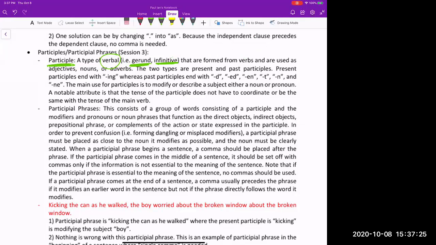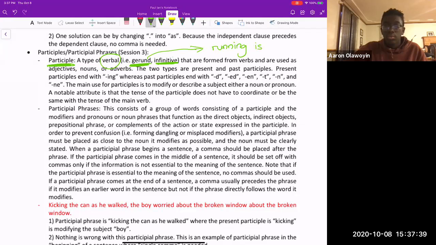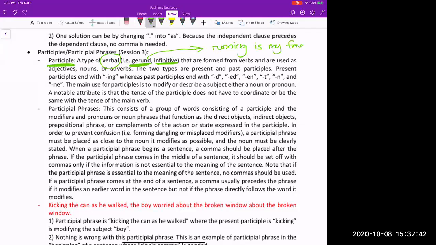And then the gerund, we keep on touching this. I'll probably talk about it more formally, but it's when you make a verb into a subject or a noun, like "running is my favorite." So this is a noun now, but it used to be a verb. So that's a gerund.